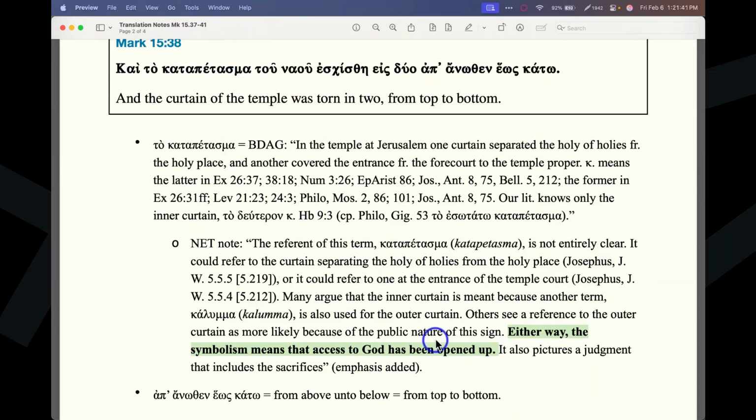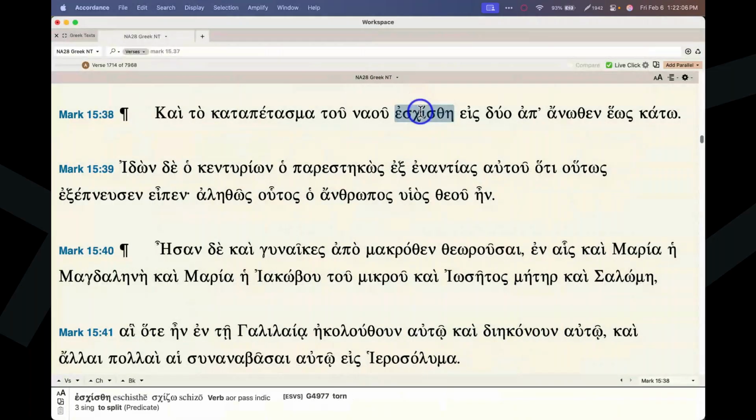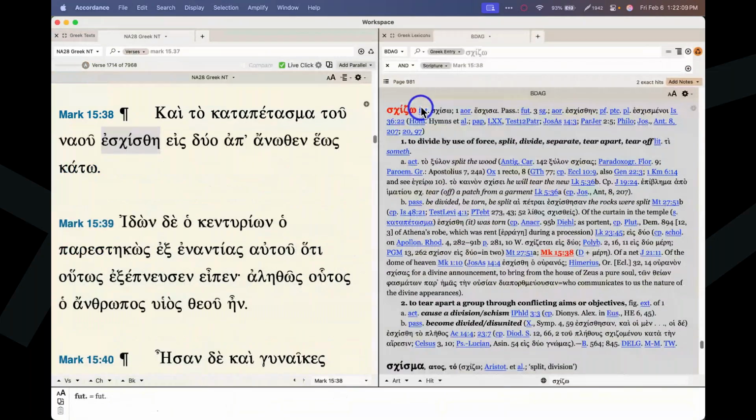And regardless of how you read this, and this is just offering a springboard for future research and not doing any of it right now, I appreciate this note that I put in bold from the New English Translation Bible. It says, either way, regardless of which curtain, the symbolism means that access to God has been opened up. Now of course that's an interpretation, but there's something too about this verb, this being split or torn apart. There's a certain decisiveness to that, I think. And you might even see how this is used in other contexts, just to confirm that.